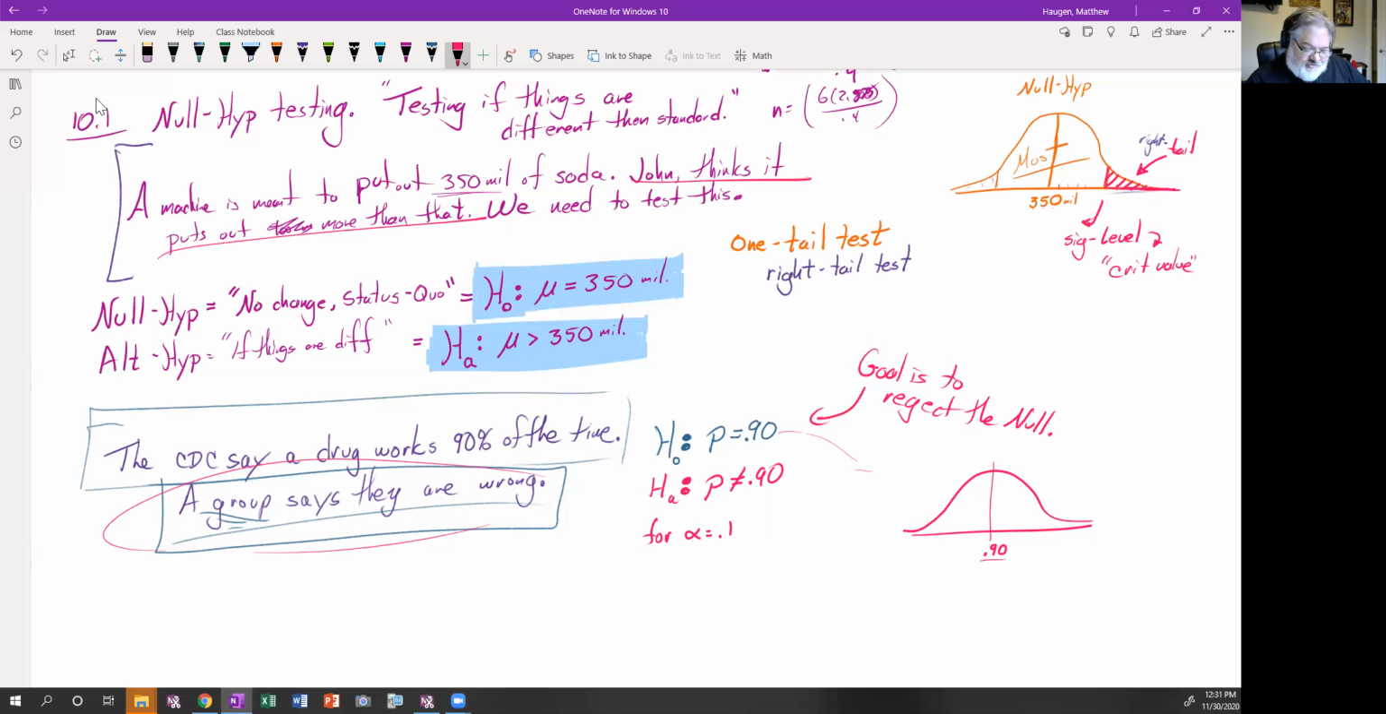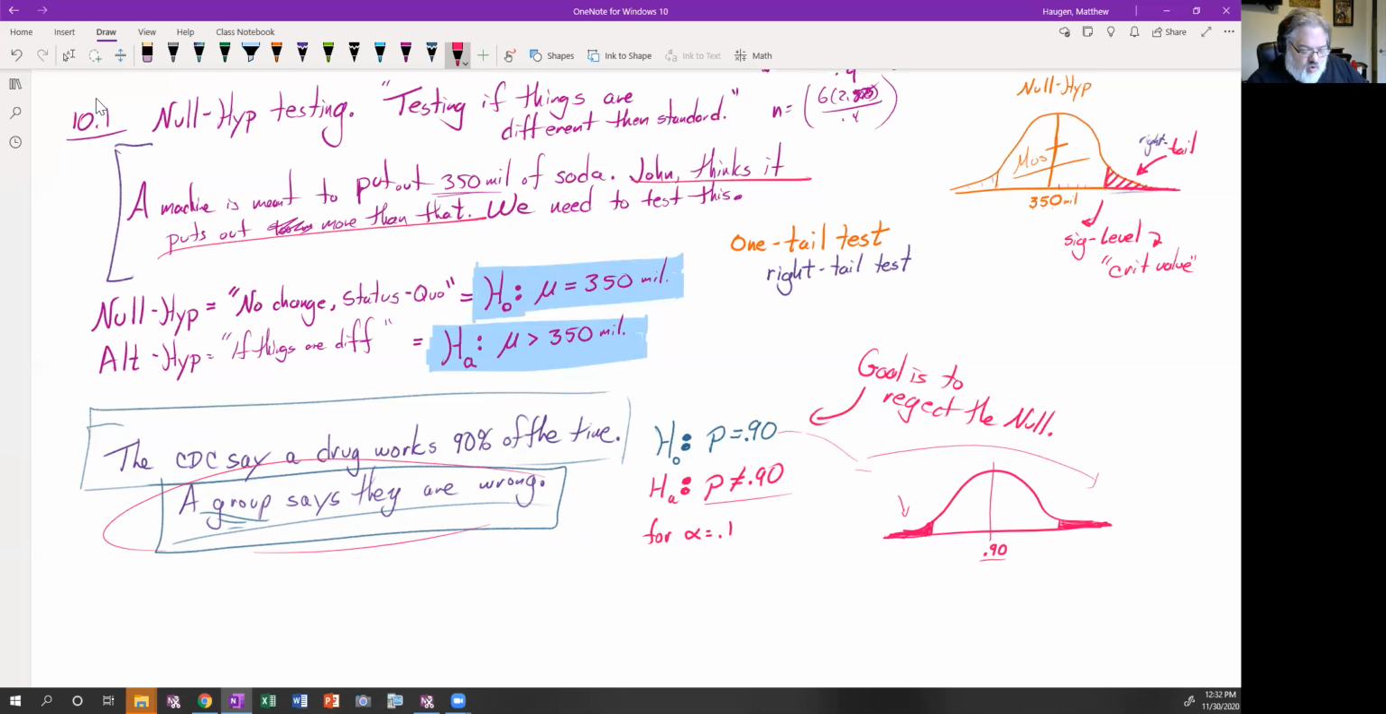How many tails is this? Well, they just said not equal. They didn't say less than or more than, they said not equal. So it could land out in this tail. If it lands far enough out in this tail, then we could say, no, that's not going to happen by chance, you're wrong. If it landed way out in this tail, we could say the same. If it lands in the middle, near the 90, we'll say we didn't have enough evidence to reject you. Fair?